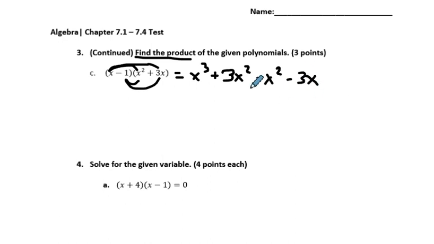So in this one, we do have some like terms. The middle two terms combine. 3x squared minus 1x squared is going to be 2x squared. So the answer to this one, x cubed plus 2x squared minus 3x.